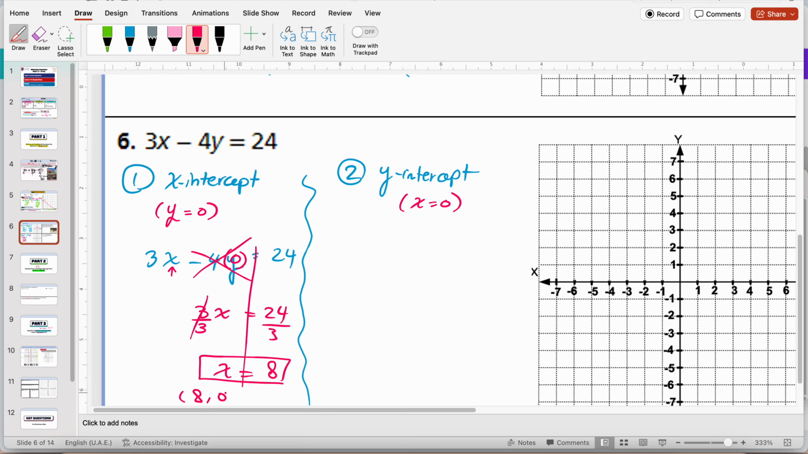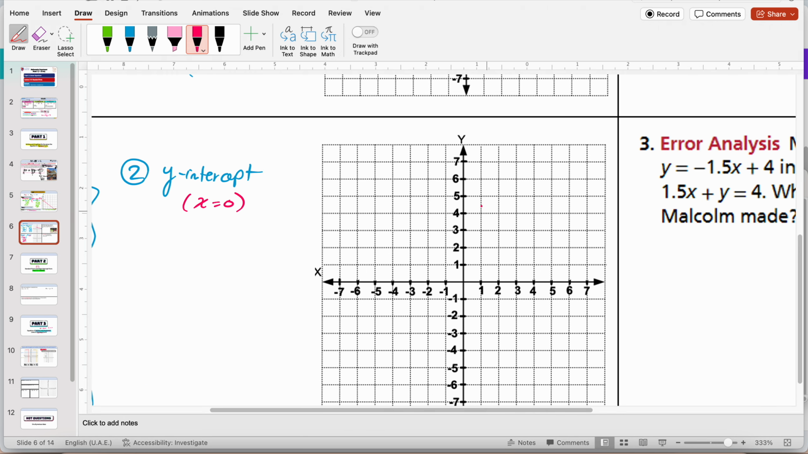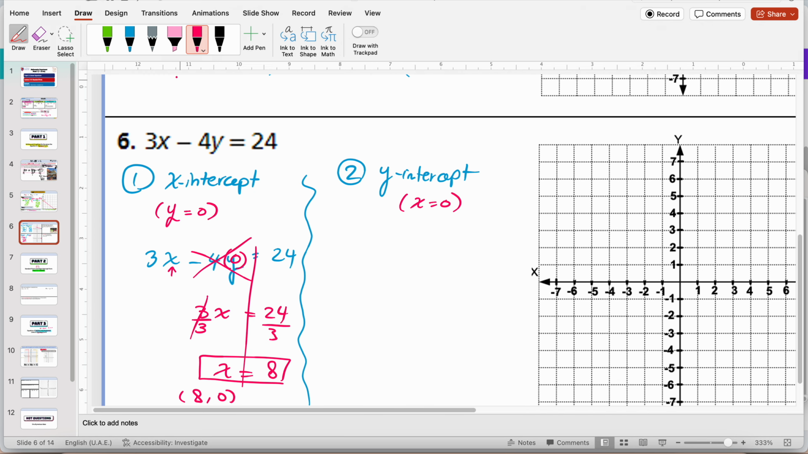So my point is what? It's 8 on x, 0 on y. Go to your x-axis. Where is 8 on the x-axis? It's here. Next, find the y-intercept. Again, write your equation.